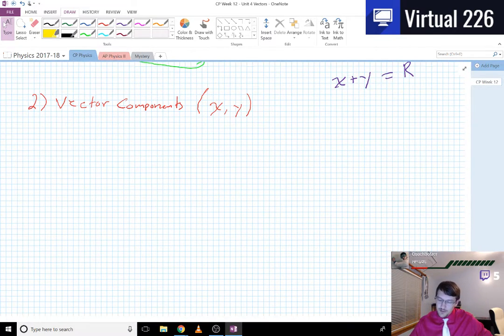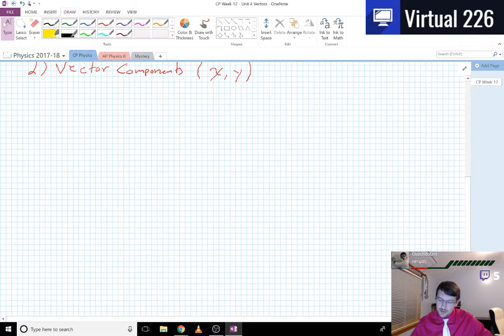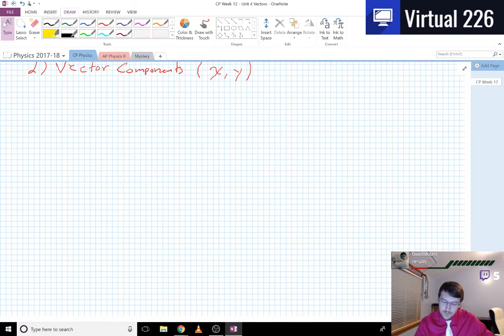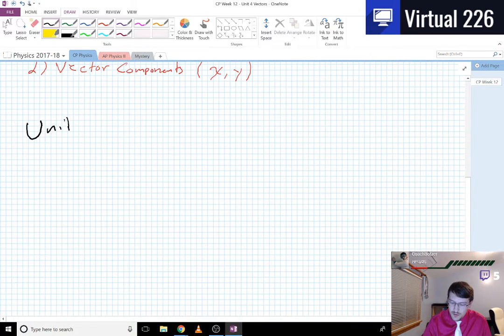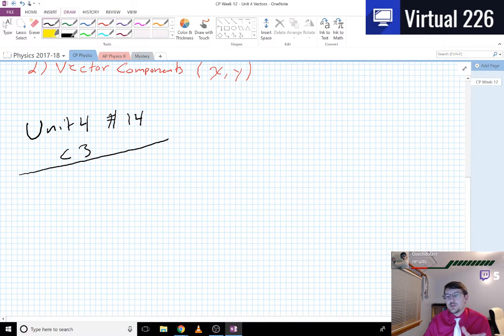So one of the problems in the homework set, this is actually the Unit 4 problem, number 14. This is a C3 type problem. What we're doing in this problem is we're drawing vectors graphically, and we're drawing this scale diagram graphically in order to solve for some vector components. Or for some vector resultant.